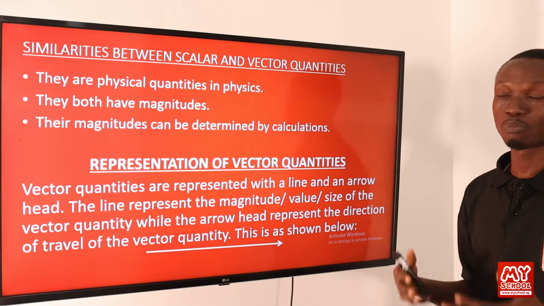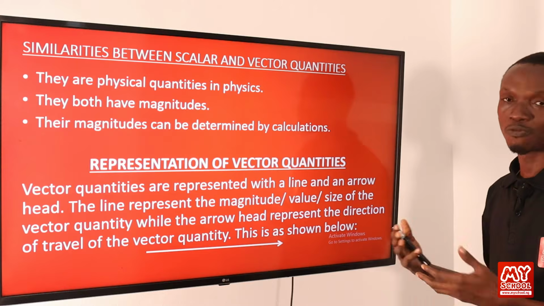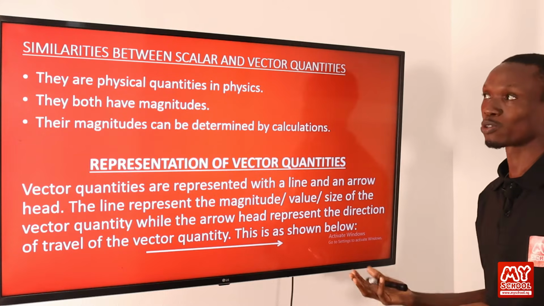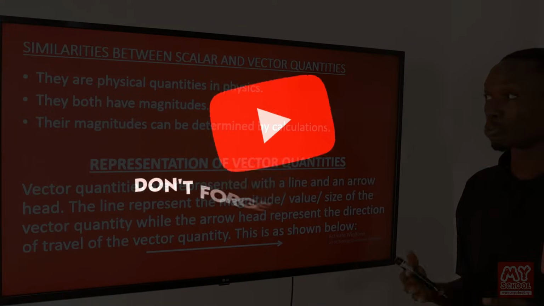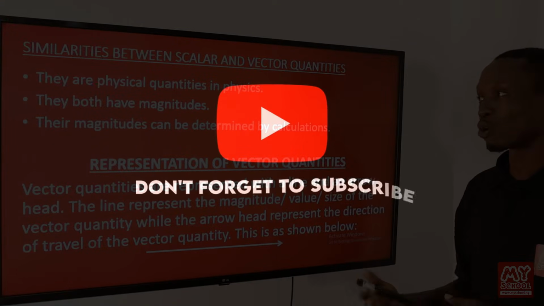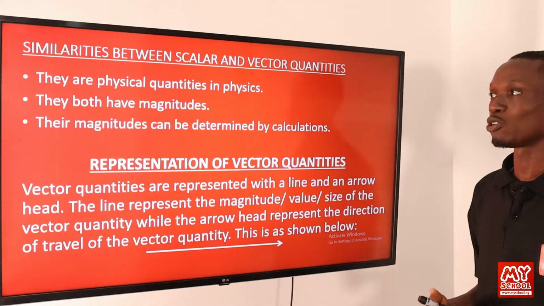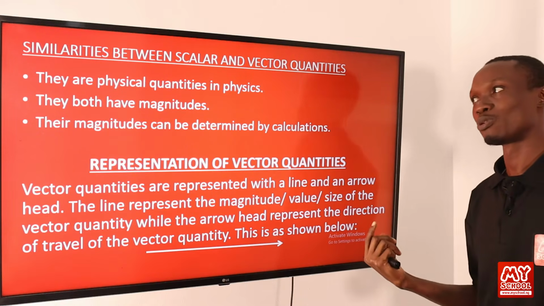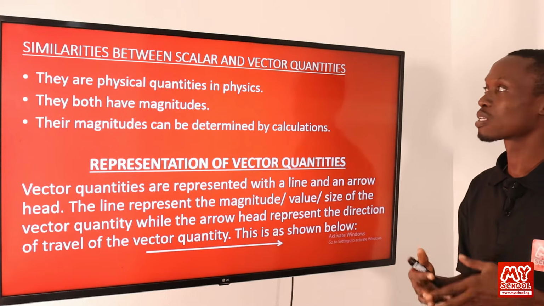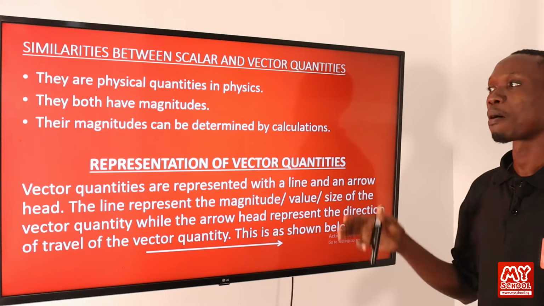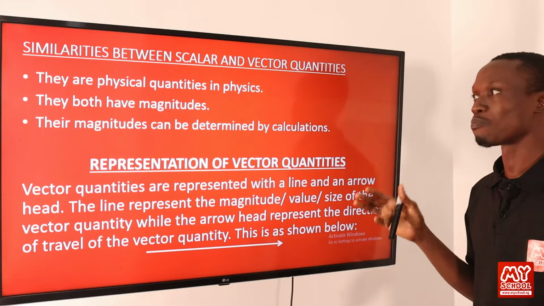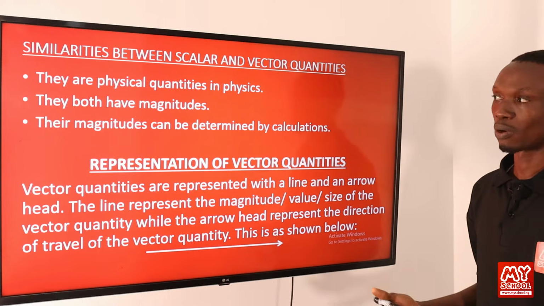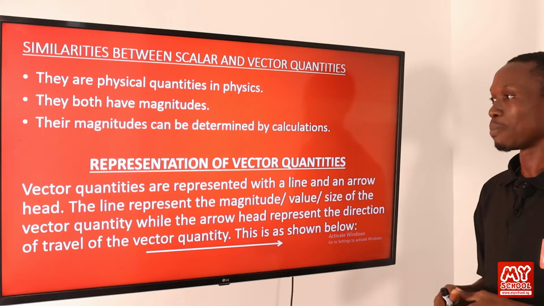One of the similarities between them is that they are physical quantities in physics. When I started, I said physical quantity in physics is divided into two, scalar and vector. Another similarity is that both of them have magnitude. Then the last but not the least is that their magnitude can be determined by calculation.